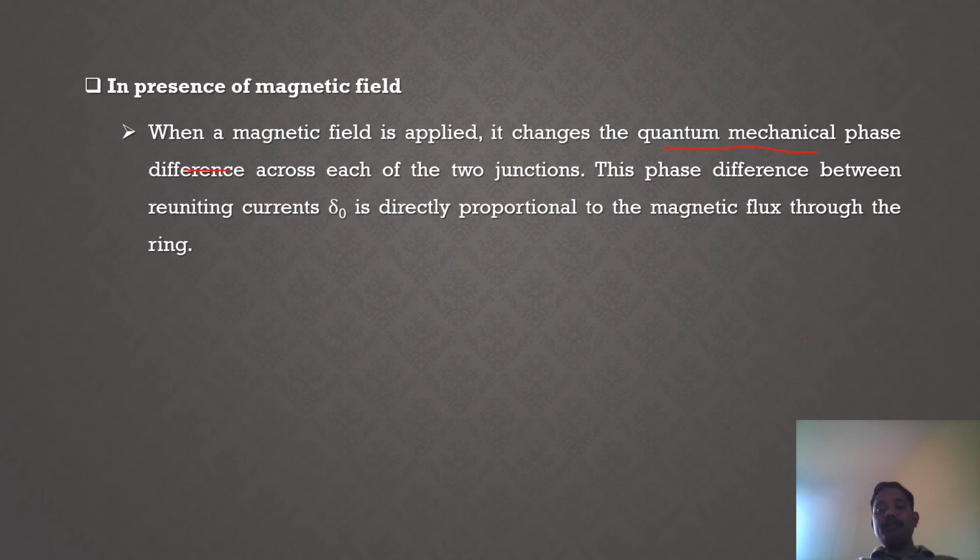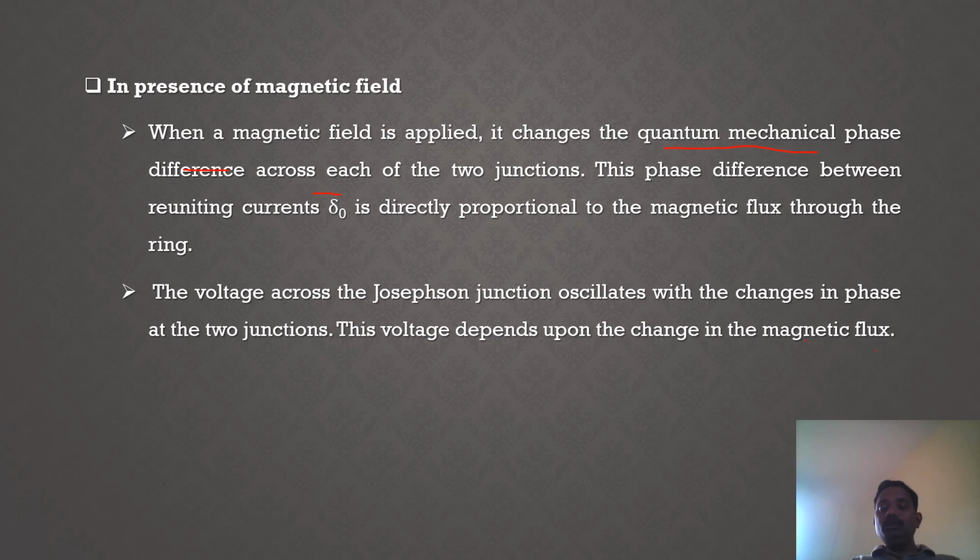The phase difference between the reuniting currents, which we get at point D, will be delta 0, and it is directly proportional to the magnetic flux through the ring. This delta 0 is directly proportional to the magnetic flux through the ring. So whatever the magnetic flux across that ring, depending on that we get delta 0.